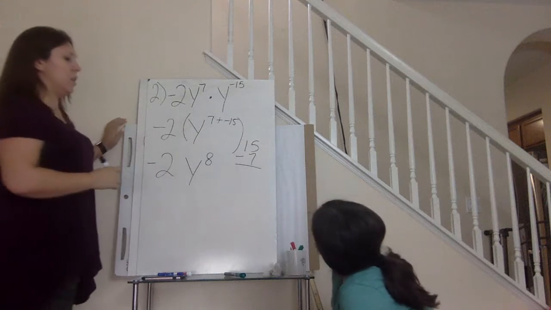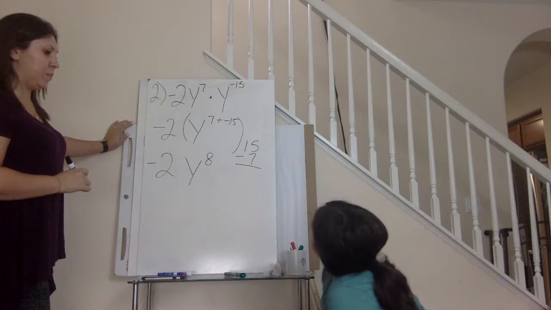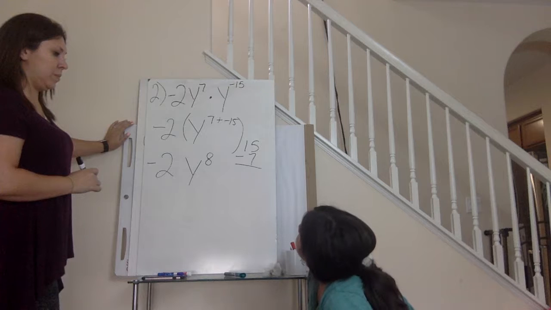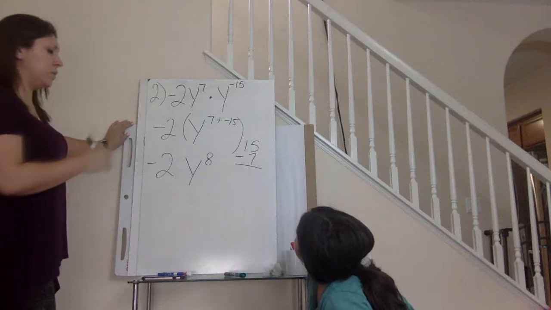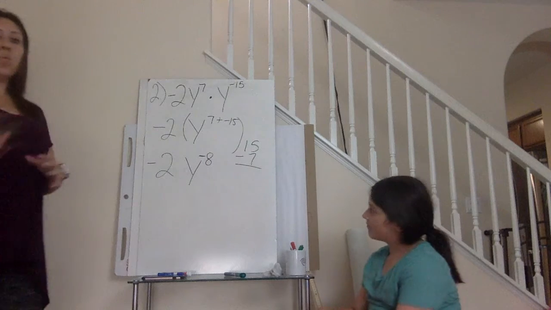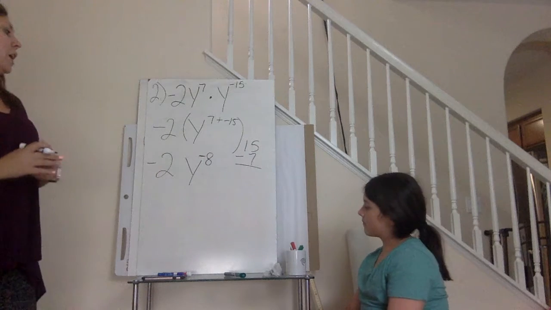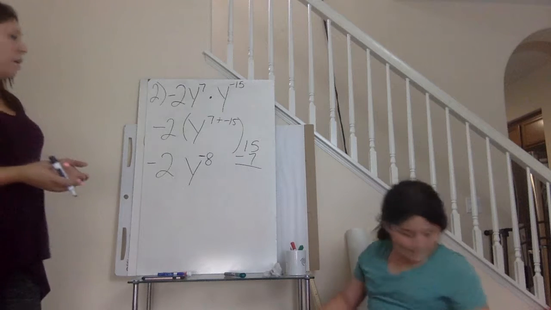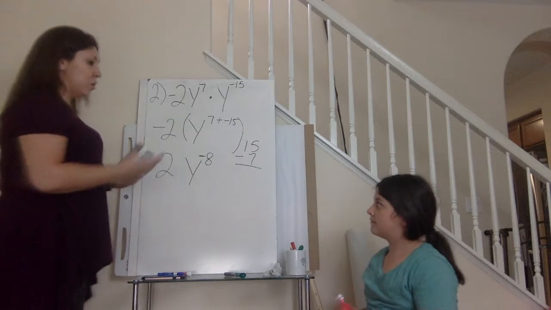And is it going to be positive or negative? Which one's bigger, 7 or 15? 15. So it's negative. All right. Once you're at this point, you're going to ask yourself, do I have a negative exponent?